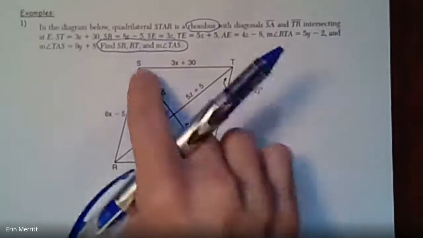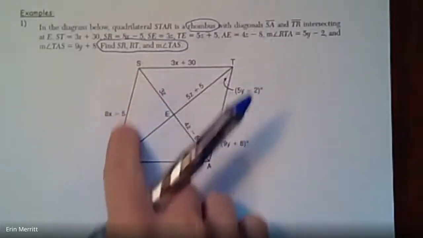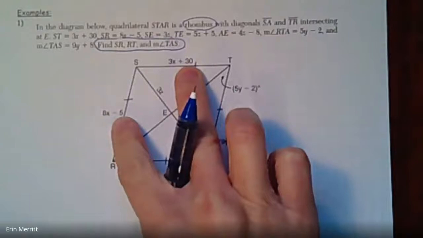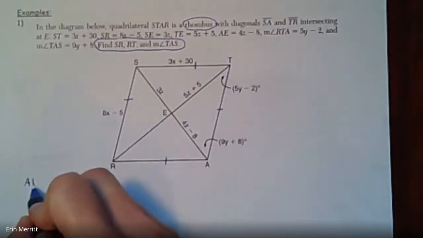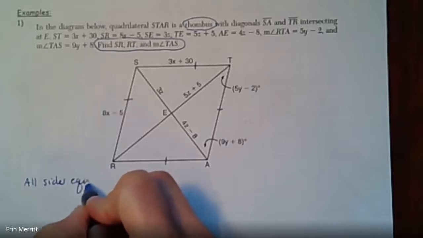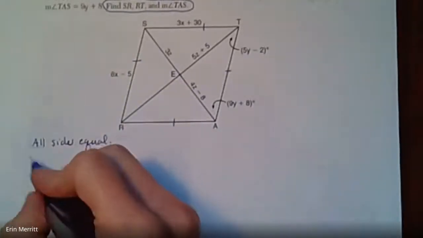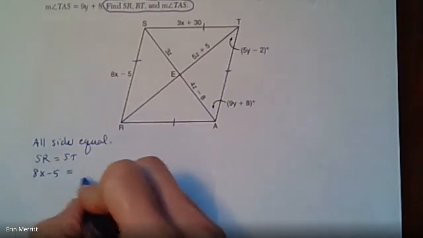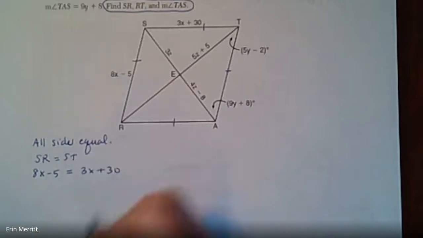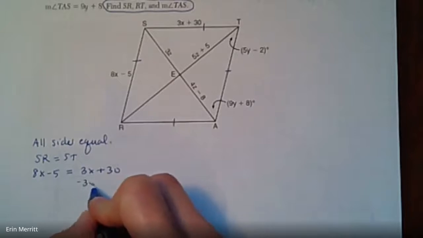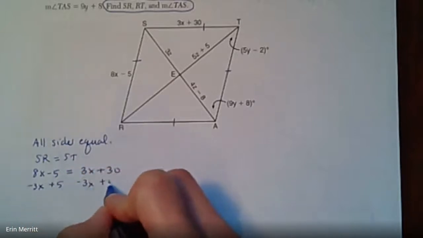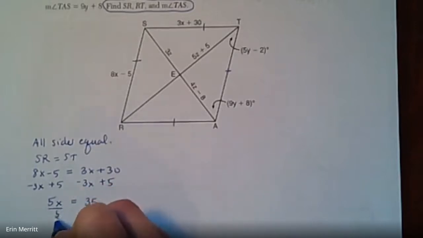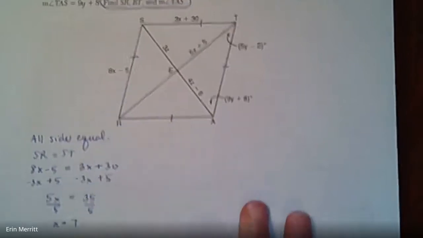I'm going to start with side RS, and if I look at side RS, all the sides of the rhombus are congruent. So these are all congruent, and the two that are labeled are those guys. So since we have all sides equal, or you can say all sides congruent, I'm going to set side SR equal to side ST. Let's do it. We get 8x minus 5 equals 3x plus 30, and then rearrange. If we subtract this over and add that, we're going to get 5x equals 35. X comes out to be 7.